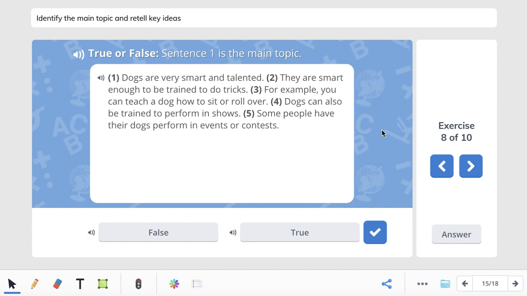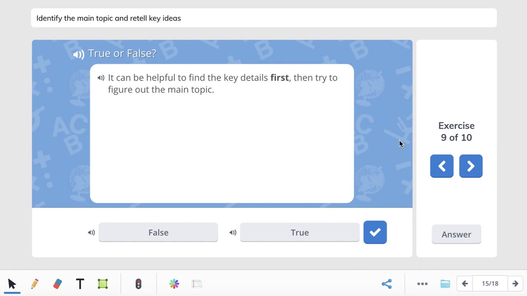Okay, so now let's look at the main topic. It says true or false. Sentence 1 is the main topic. Dogs are very smart and talented. Do you think that's the main topic? It is. So that is true. Sentence 1 is the main topic.